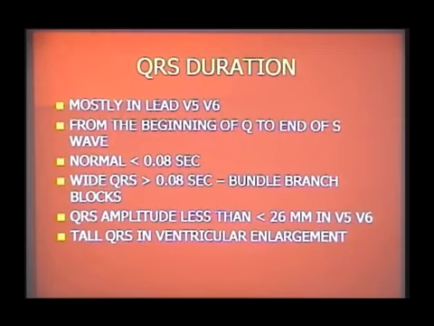QRS amplitude less than 26 millimeters is normal. If it is more than 26 millimeters in V5, V6, it indicates ventricular enlargement. The heart has become larger, either hypertrophy or dilated. The amplitude of the QRS is abnormal. So the normal QRS amplitude can be abnormal in enlargement. QRS duration can be abnormal in bundle branch block. It can be wide, it can be tall. Tall is ventricular enlargement, wide is bundle branch block. That is QRS. The number to be remembered for QRS is 0.08 second.